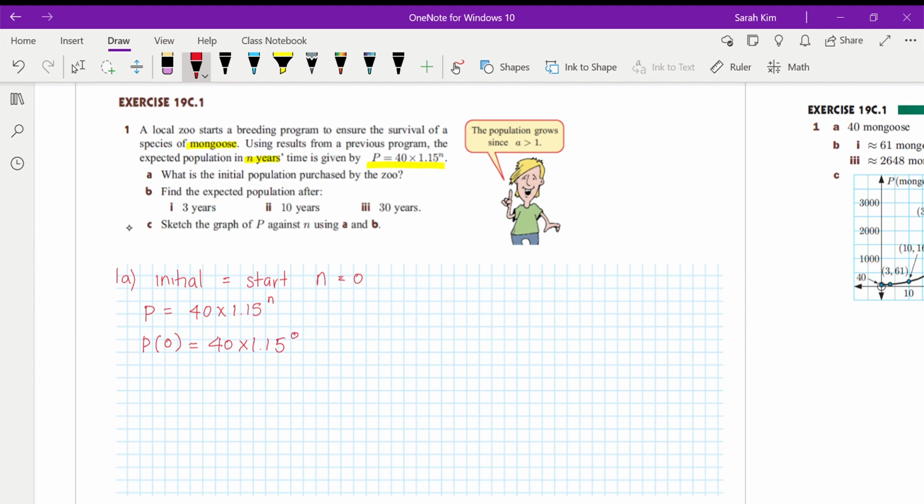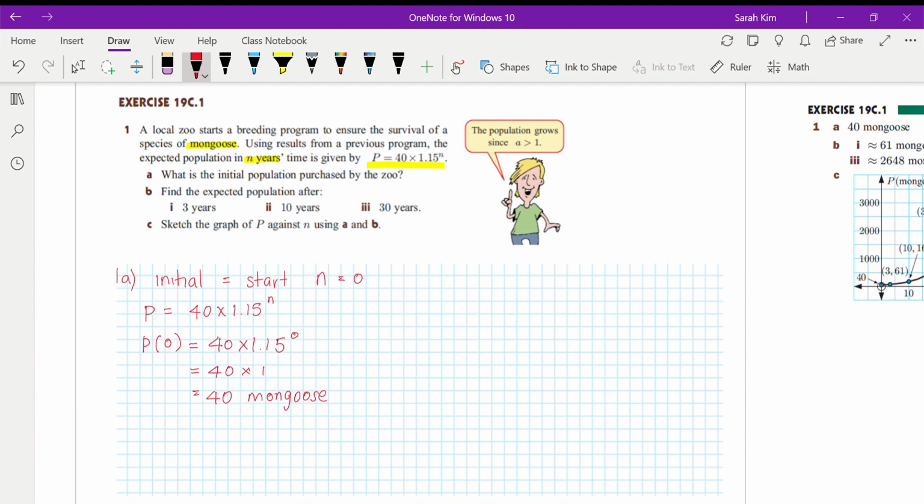Then all I have to do is put it in the calculator, or hopefully you know that 1.15 to the power of 0 is just 1. So it just becomes 40. And you need to make sure you write units. Now this one, if I go back and reread the questions, and especially the highlighted parts, I should know that this is 40 mongoose. This is the population they begin with.